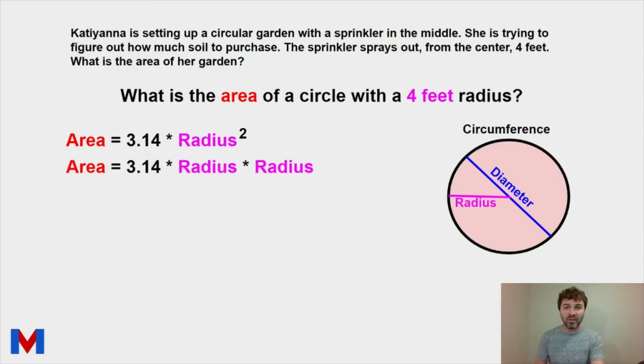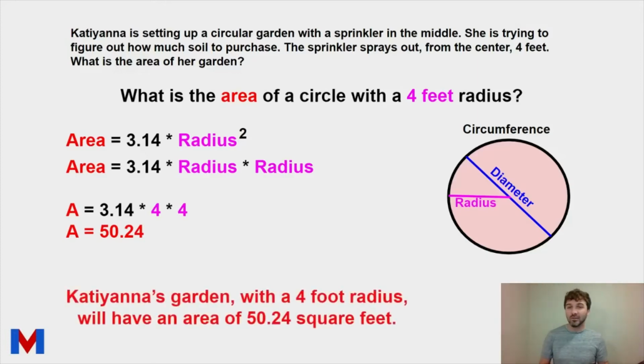So, we know the radius, so let's plug that into the formula. 3.14 times 4, and we get 50.24. That's it. So, Katiana's garden with a 4-foot radius will have an area of 50.24 square feet. All right. So again, the formula calls for radius, and we were given radius, so we just plug that number right into the radius. That's it.